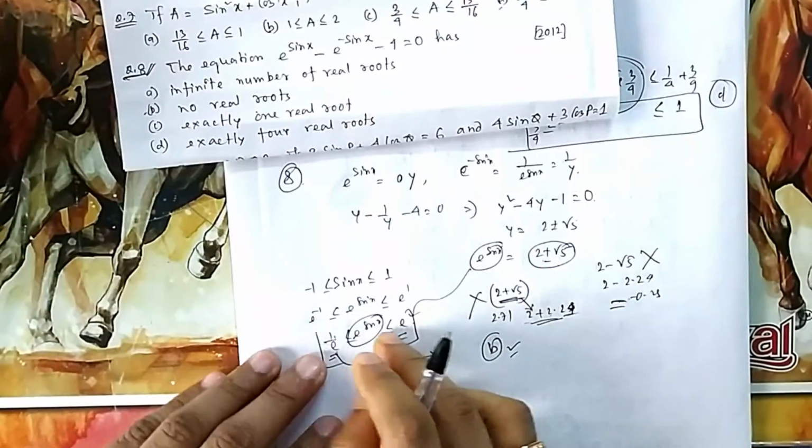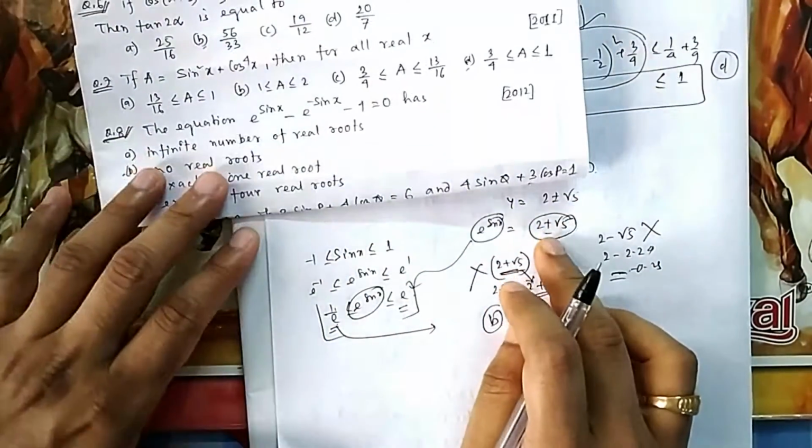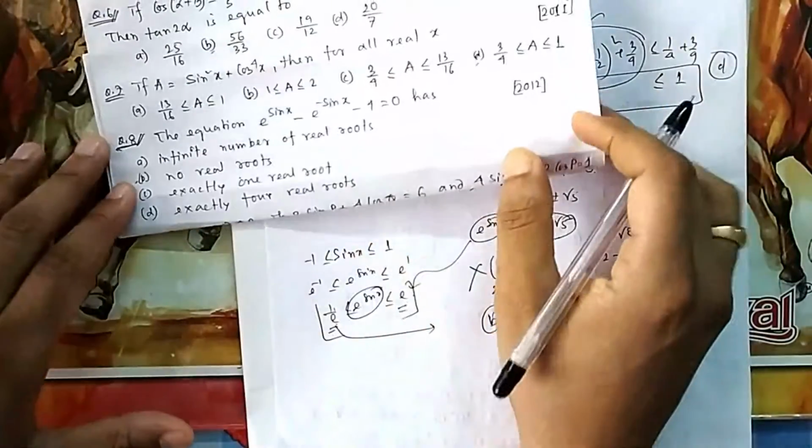Both the roots are not satisfying the range of e to the power sin x, because e to the power sin x cannot go there, what we have found from the equation. So this equation will give me no real roots.